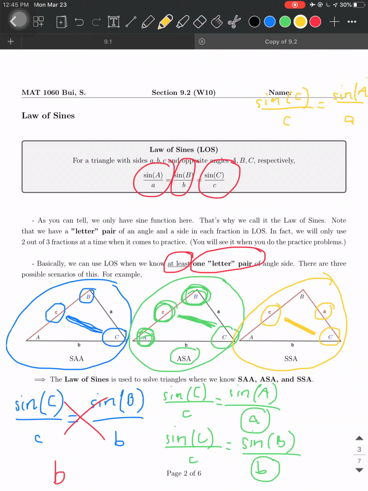Okay. So the takeaway from this one is, first, make sure that you know that A plus B plus C equals 180 always in a right triangle. I mean, in any kind of triangle.